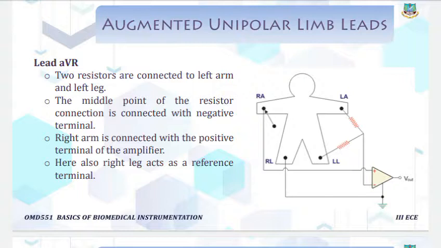Augmented unipolar limb lead. Okay, under that first one, lead aVR. What is aVR? Augmented voltage right arm. Okay, this is the right arm. As we learned in the last slide, there will be two resistors. Here are the two resistors from the left foot and right arm, left leg and left arm.